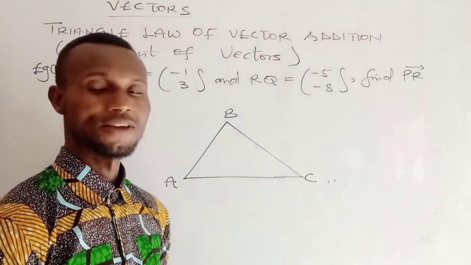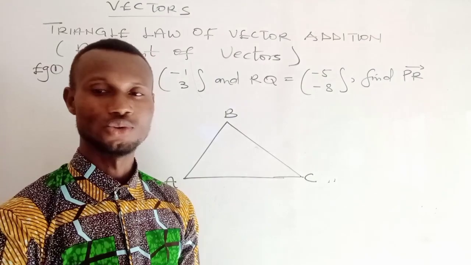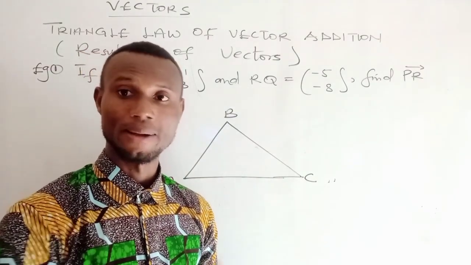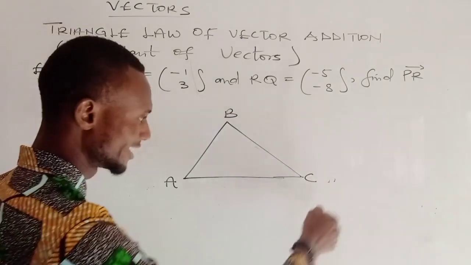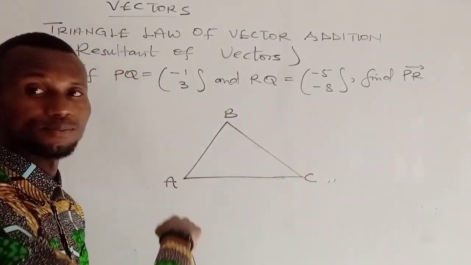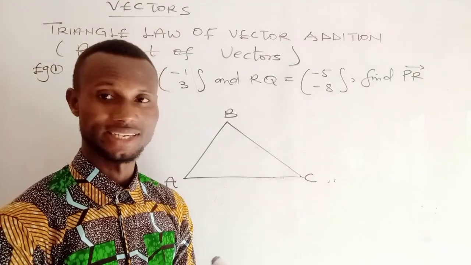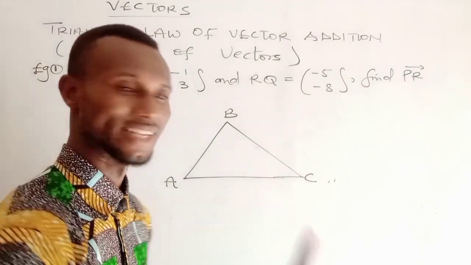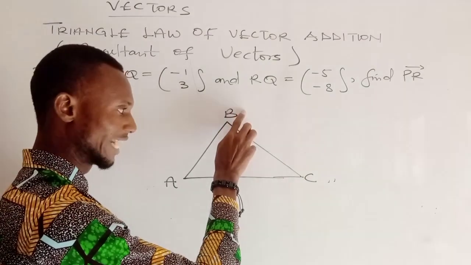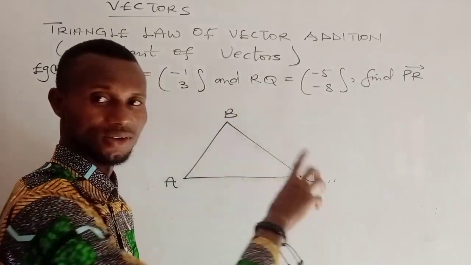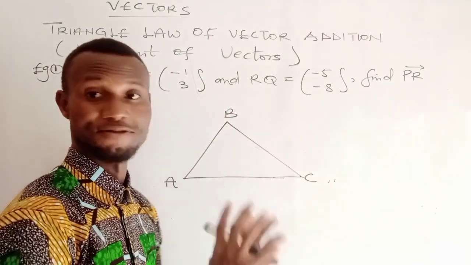Now if you are labeling a triangle, it's important that you stick to a particular pattern. Either you move clockwise or you move anti-clockwise. Don't mix the letters together. That's very important. So you can see that I started here A, and I moved here B, and I also moved here C. That's how you label a triangle or any given plane figure.